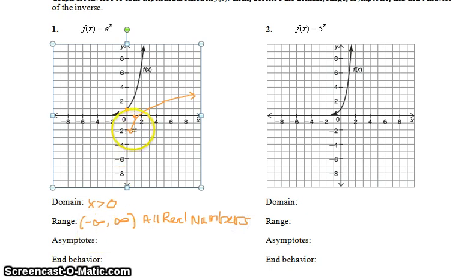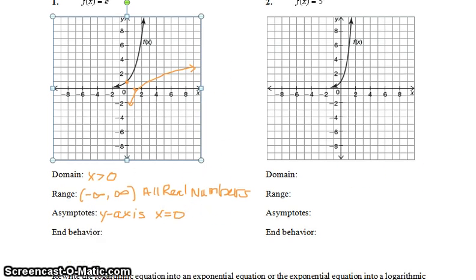The asymptote is, what does this orange graph approach? The orange graph approaches the y-axis, and if we wrote that in equation form, that would be x equals 0. So those are things that we talked about most frequently this chapter.